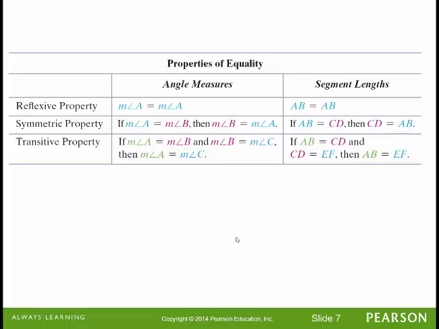And then that transitive property, that's an important one. If the measure of angle A is equal to measure of angle B, and measure of angle B is equal to measure of angle C, well, then obviously the measure of angle A is equal to the measure of angle C. So if the ending and starting are the same, the two on the end must be equal. Think about it that way. And it's the same with segments. If segment AB is equal to segment CD, and CD is equal to EF, then obviously segment AB must be equivalent or congruent to EF.